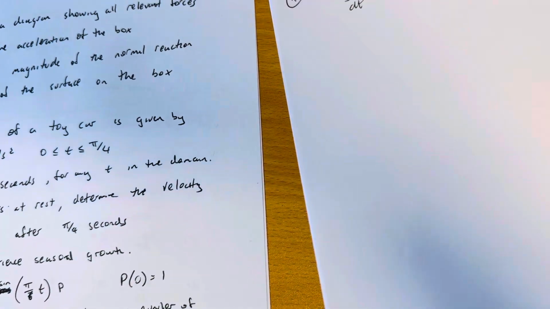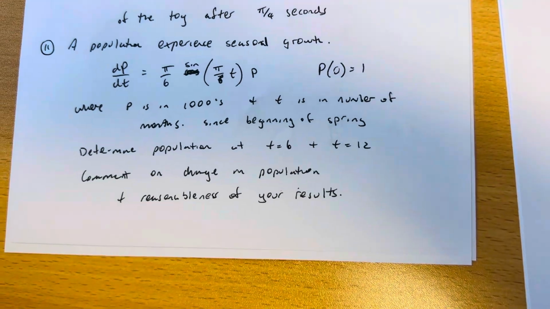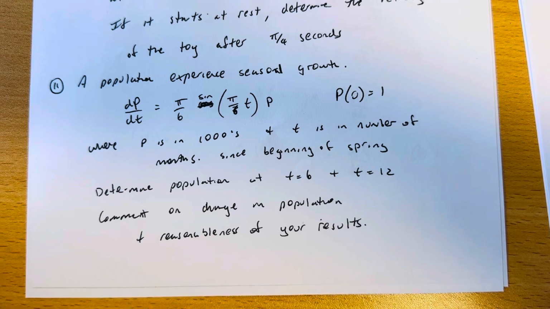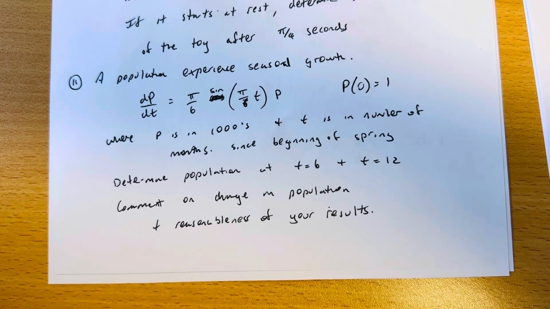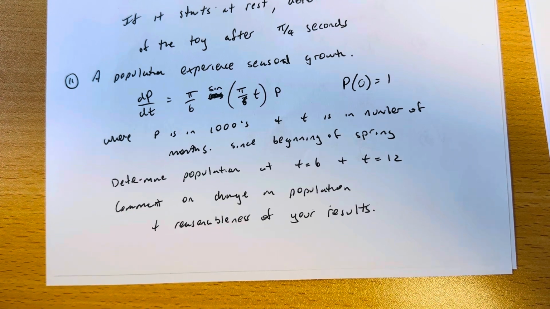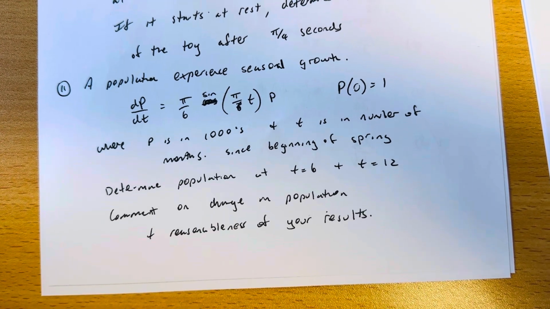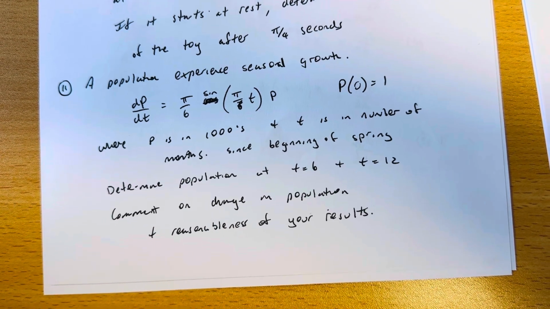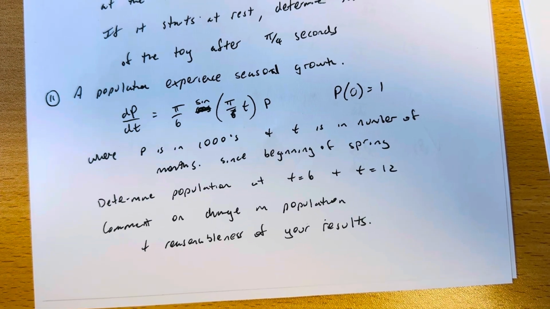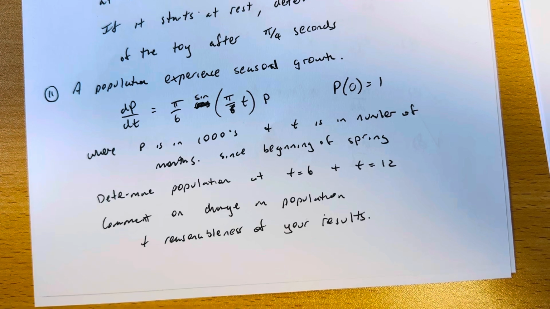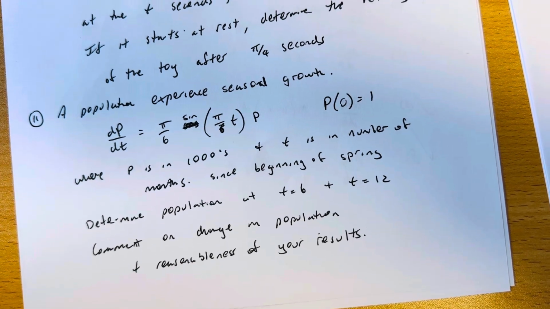Okay, Unit 4 revision goal, question 11. About a population experiencing seasonal growth. We get dP/dt, where P is the population in thousands and t is the number of months since the beginning of spring. Determine the population at t = 6 and t = 12 and comment on the change in population and the reasonableness of your result.